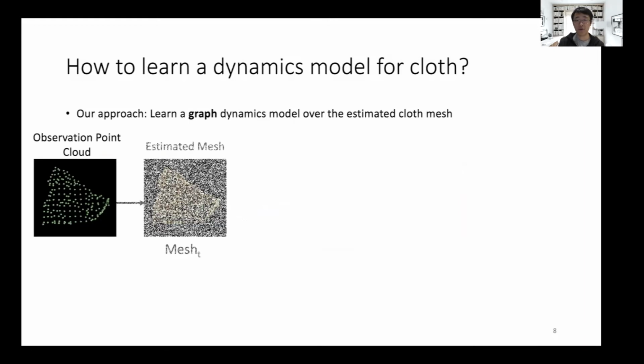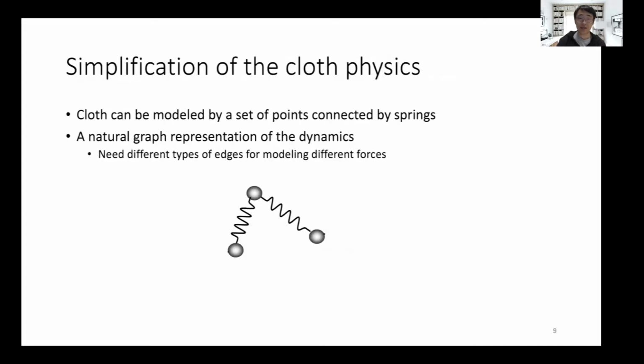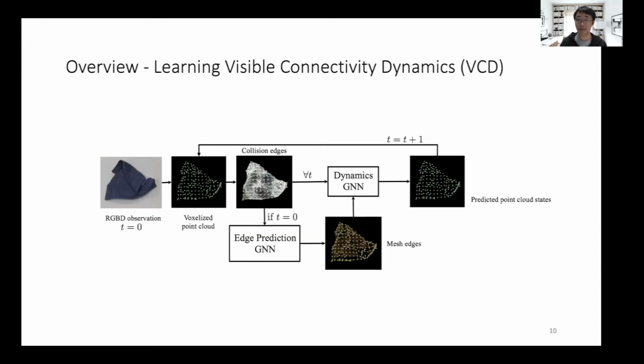Given the observed point cloud, we first estimate the mesh of the cloth, and then learn a graph neural network dynamics model that predicts the state of the cloth in the next time step. Why do we use a graph? The reason is that the cloth can be modeled by a set of points connected by springs. This gives a natural graph representation of the dynamics, and the forces applied to each particle can be modeled by different types of edges. For example, the forces applied to a particular particle include gravity, spring force, and collision force, and these can be modeled separately. Here's an overview of our method, and I will describe each component in detail.